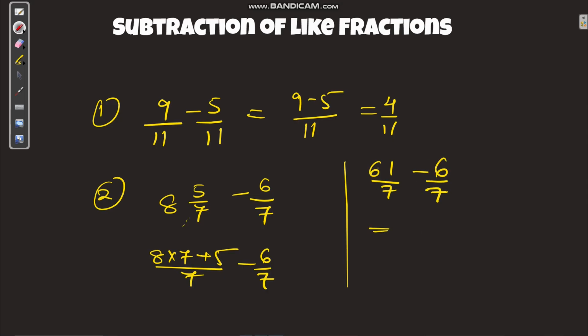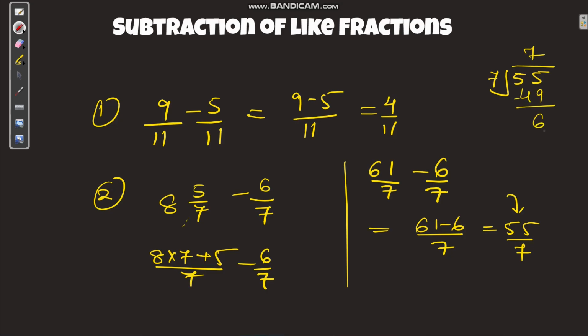Because they are like fractions, I can just directly subtract their numerators. So if you subtract 6 from 61, you will get 55 upon 7. Can I reduce it? Can I cancel it with any number? No. But is it an improper fraction? Yes. So whenever you get an improper fraction, just convert it to a mixed fraction, and to do that, just do long division. 7 sevens are 49. You subtract, you get 6. So your answer will be 7 6 upon 7.